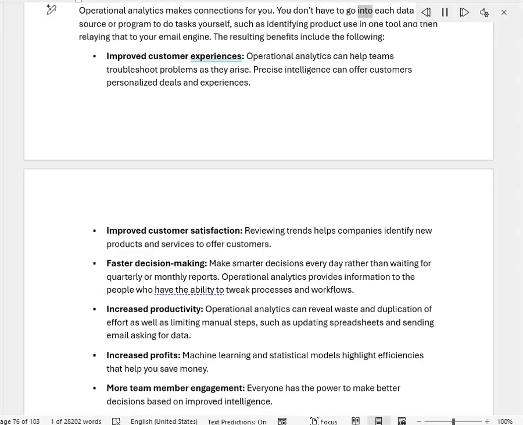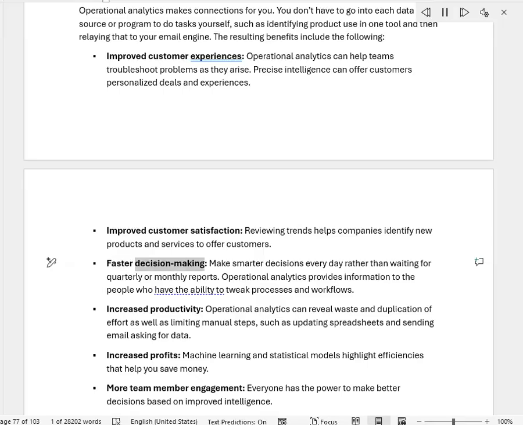You don't have to go into each data source or program to do tasks yourself, such as identifying product use in one tool and then relaying that to your email engine. The resulting benefits include the following. Improved customer experiences. Operational analytics can help teams troubleshoot problems as they arise. Precise intelligence can offer customers personalized deals and experiences. Improved customer satisfaction. Reviewing trends helps companies identify new products and services to offer customers.